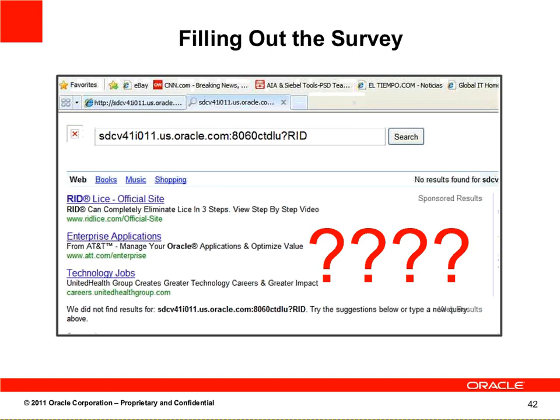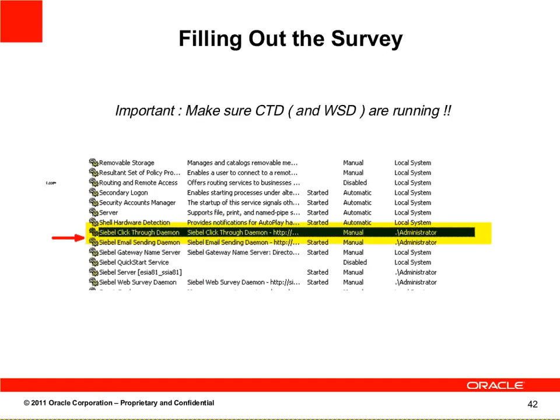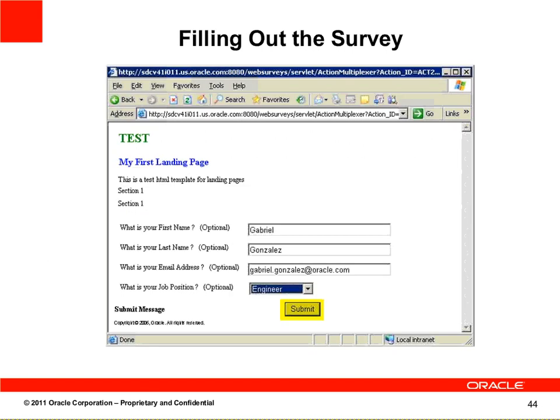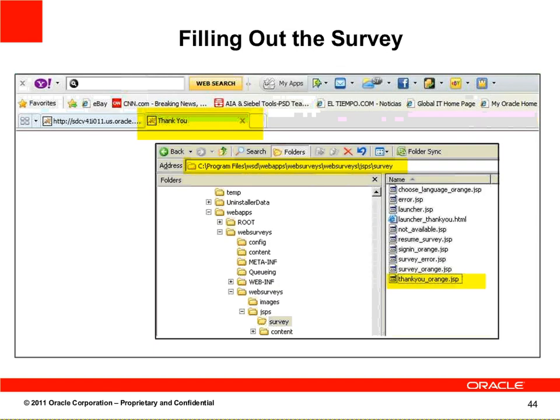Once we run and activate the click-through daemon, we see that the link works as expected, and the user goes to the actual landing page. So the user fills out the survey. It types some of the answers to the survey, clicks the submit button, and navigates to a thank you page.